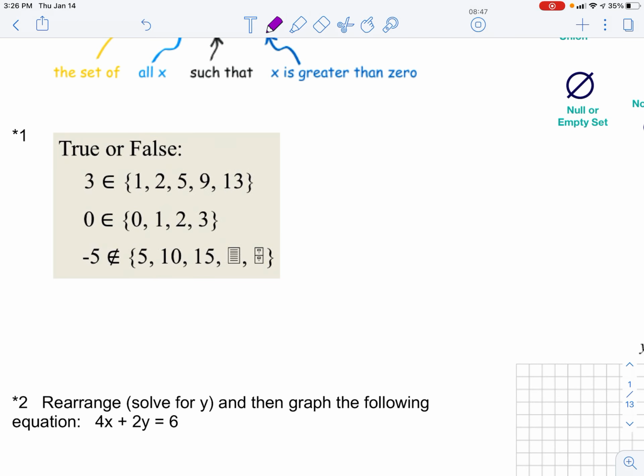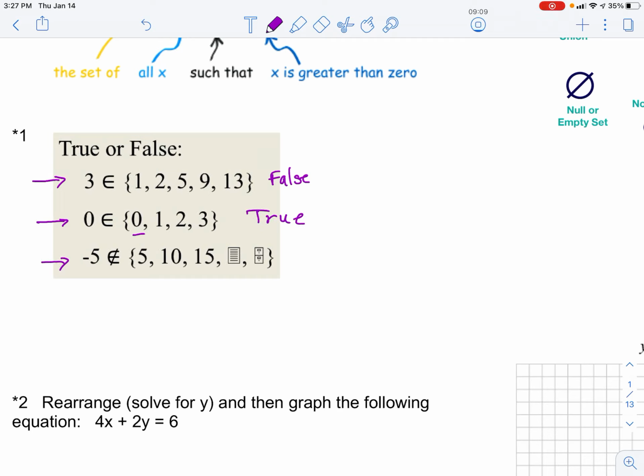All right, true or false here. I'm looking right here at number 1. 3 is a member of 1, 2, 5, 9, and 13. 3 is not in there, is it? So that is false. Is 0 a member of this set right here? Yes, it is. It's right here. So that one is true.